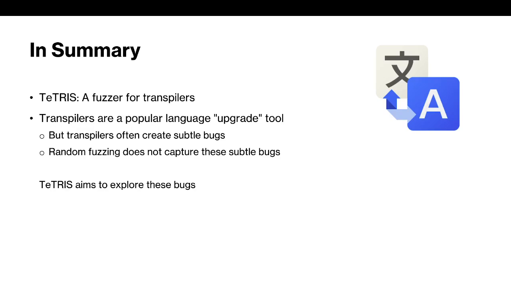As a quick summary, TeTRIS is a fuzzer for transpilers. Transpilers are a popular language upgrade tool for translating from one language to another. However, these often create subtle bugs when you do the translation, and random fuzzing does not often capture these subtle bugs. So TeTRIS aims to find and explore them.